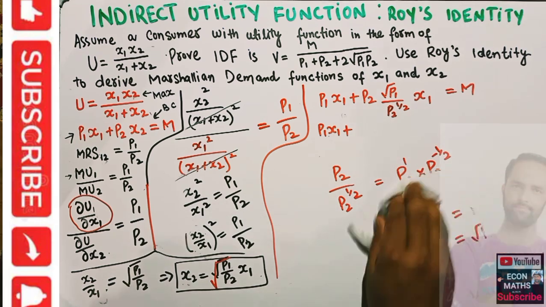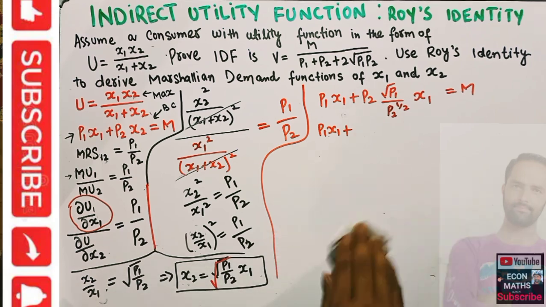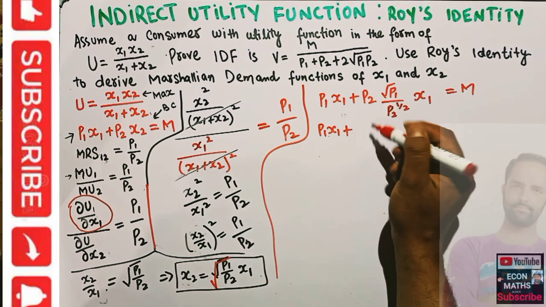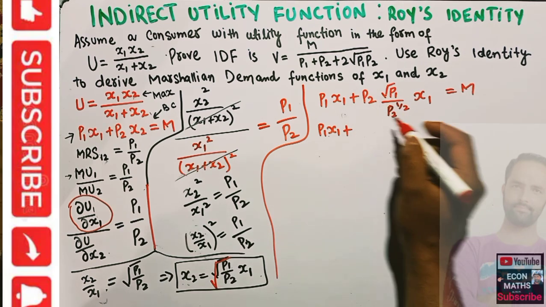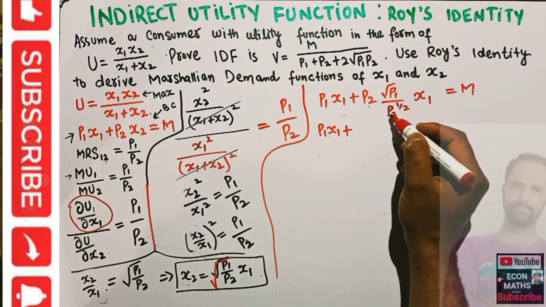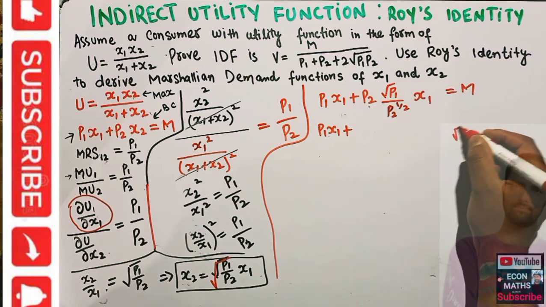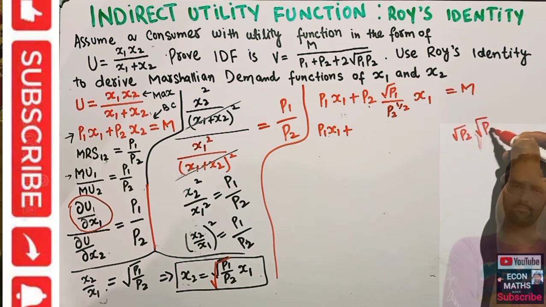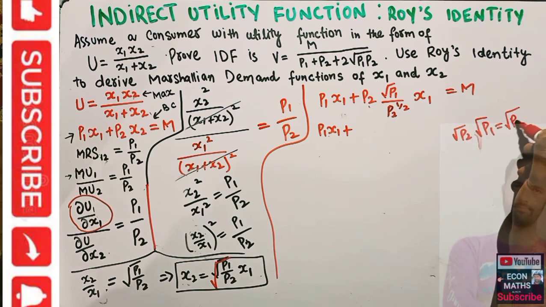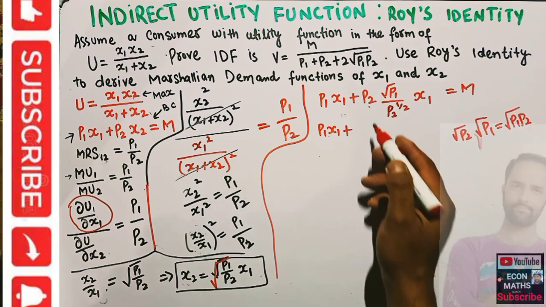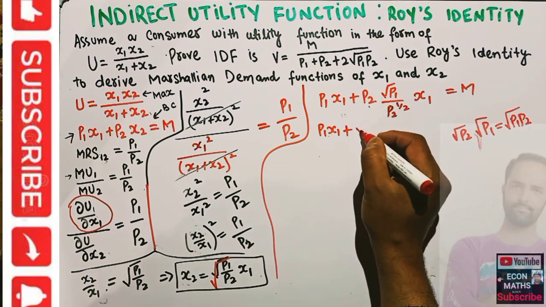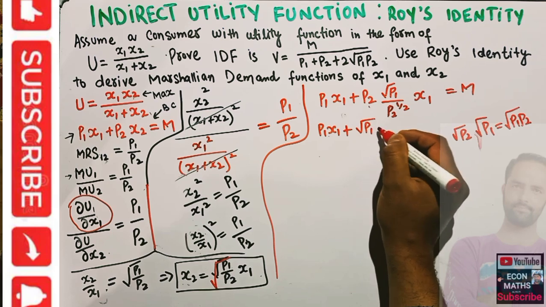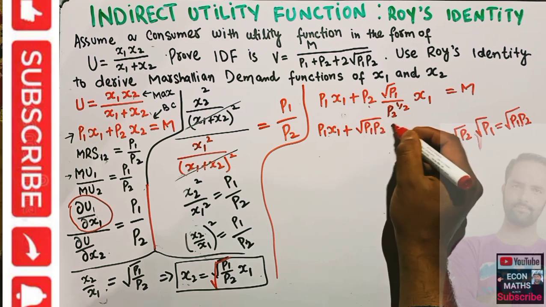So let me rub this here, so I can write it like this, we have p2 under root p2, these two will give us under root p2, so then we have under root p2 into under root p1, so we can write it like this, p1 p2, basic mathematics. Okay, so in place of this I can write under root p1 p2 should be equal to m.